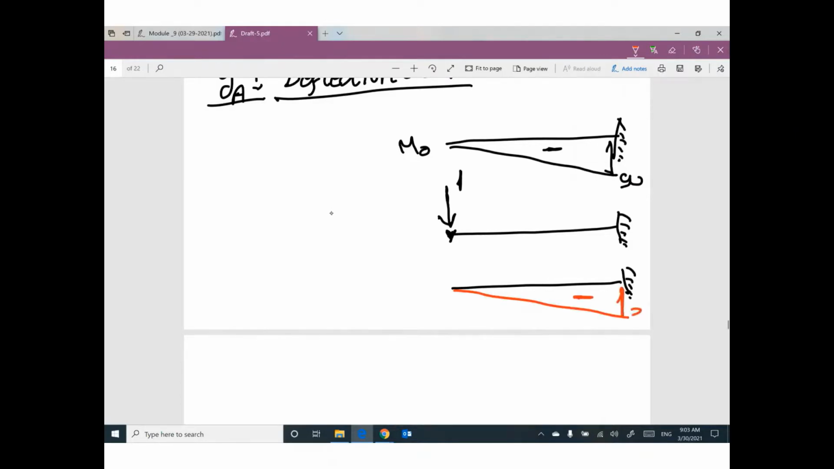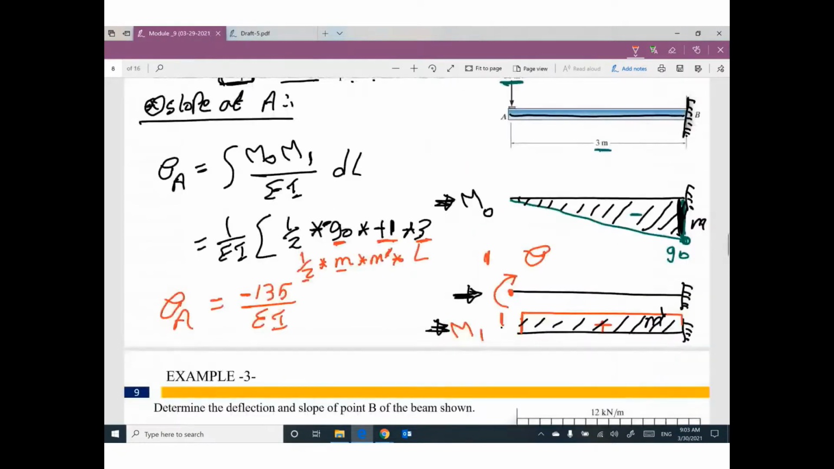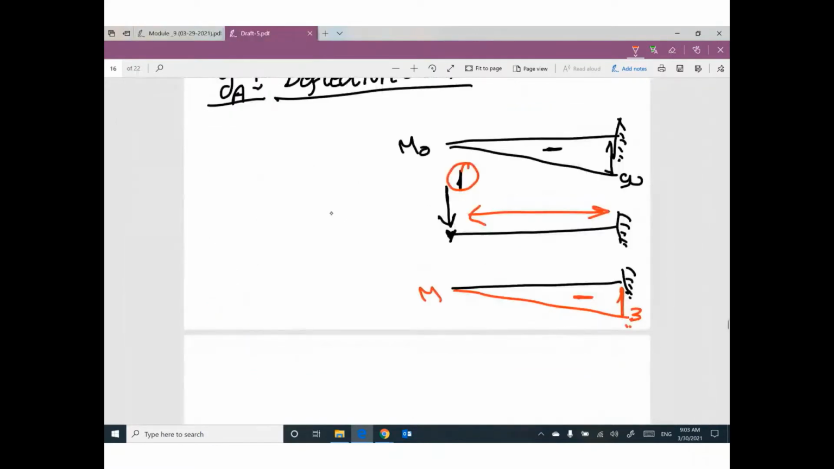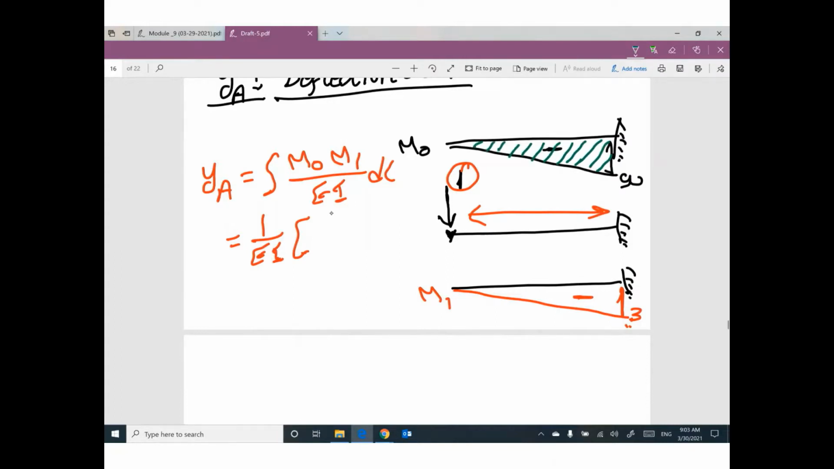This value will be 3. P times L will give you 3. This one is M1. So deflection at A will be the integration of M naught by M1 divided by EI dL. 1 over EI outside. So right now we have this triangle, which is negative, by this triangle, which is negative.